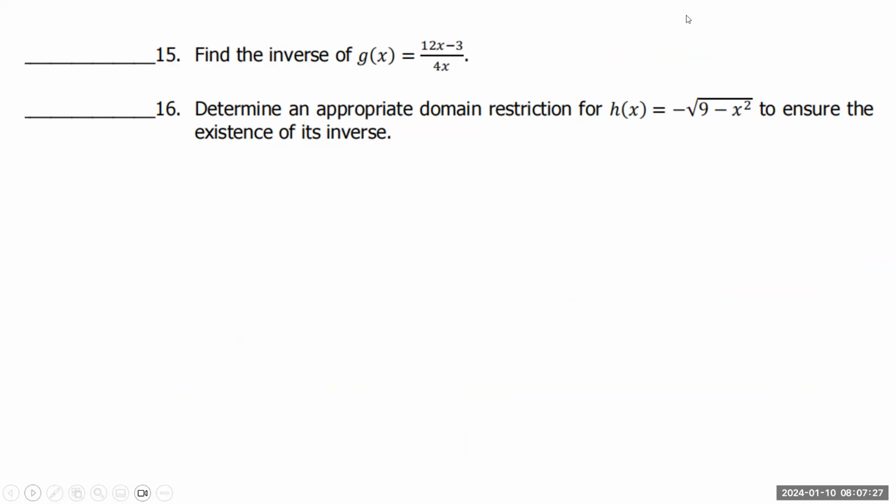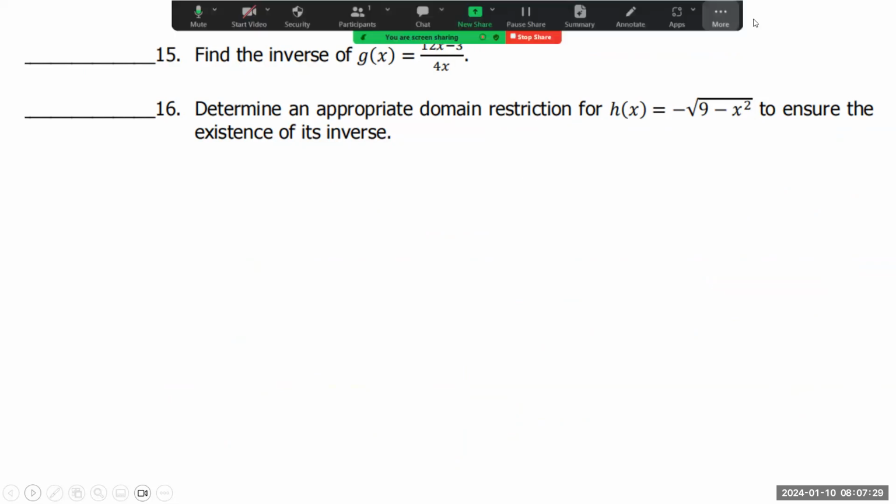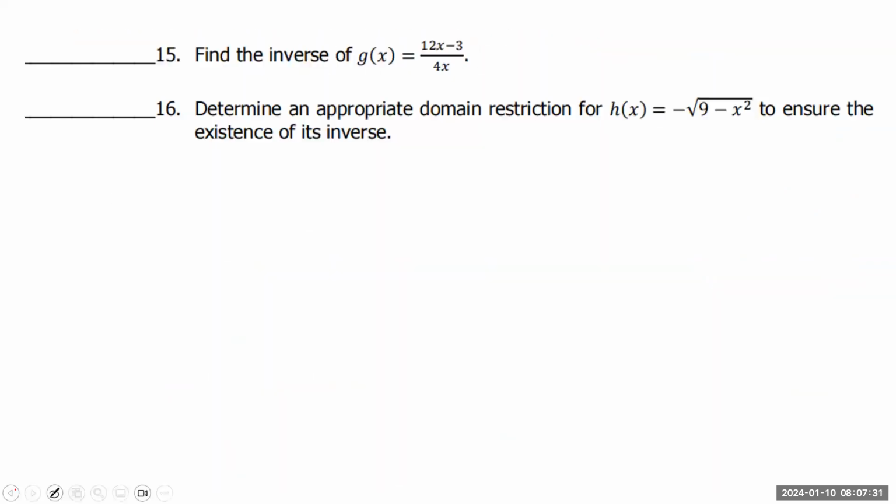Next item, find the inverse of g. So g of x is 12x minus 3 divided by 4x. Okay? So this is our function. So since pinapahanap yung inverse, then we can say that this is a one-to-one function. Okay? So how do we get again the inverse?